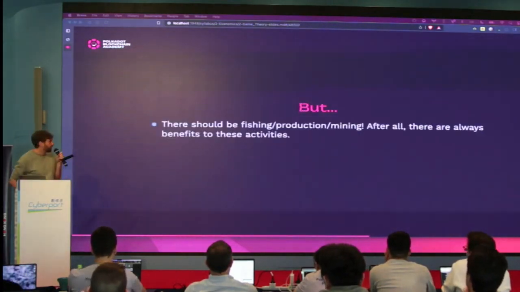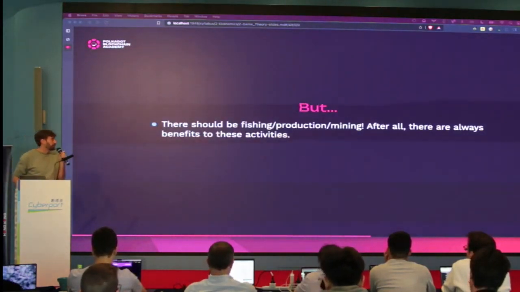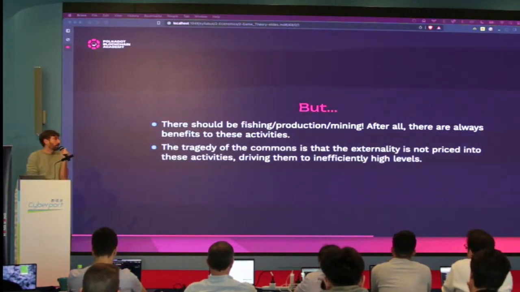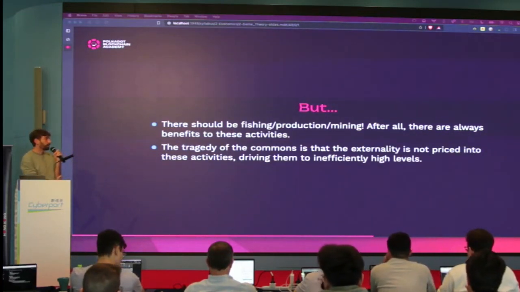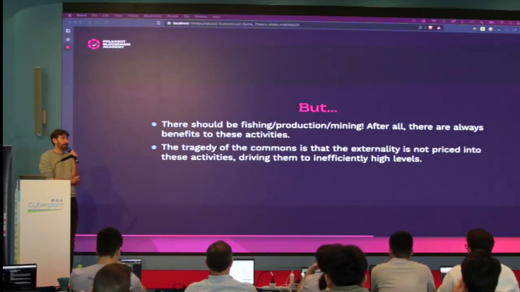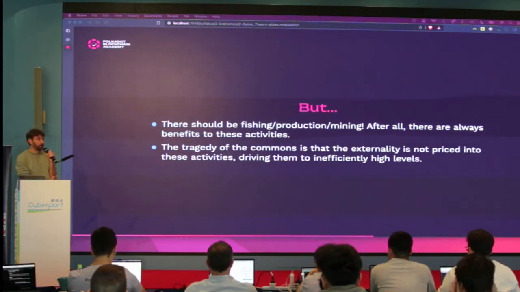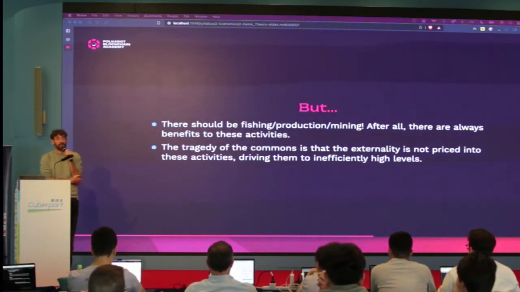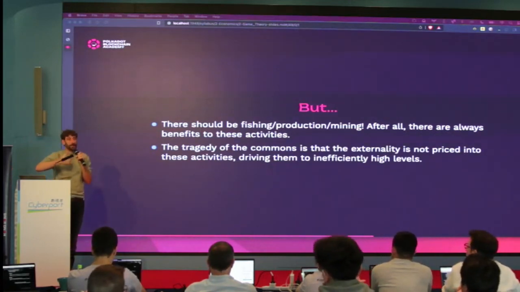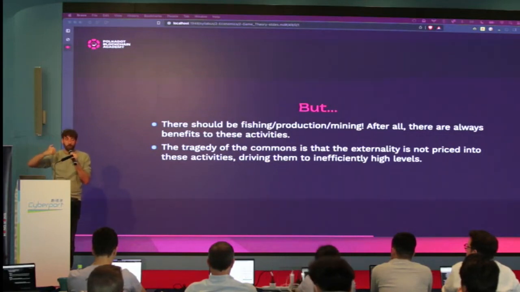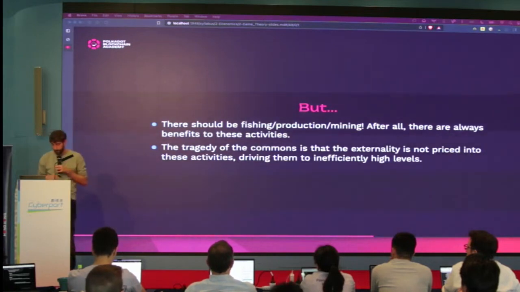But, of course, we want to have things like fishing, production, mining. After all, there are also benefits in these activities. The problem in the tragedy of the commons is that this externality is not priced in, and this is driving them to inefficiently high levels. One idea, for example with air pollution, is giving out CO2 certificates, which actually need to be bought. So you try to internalize this cost and make those people pay who are overfishing or over-polluting. They also have higher costs, so it drives down their consumption.